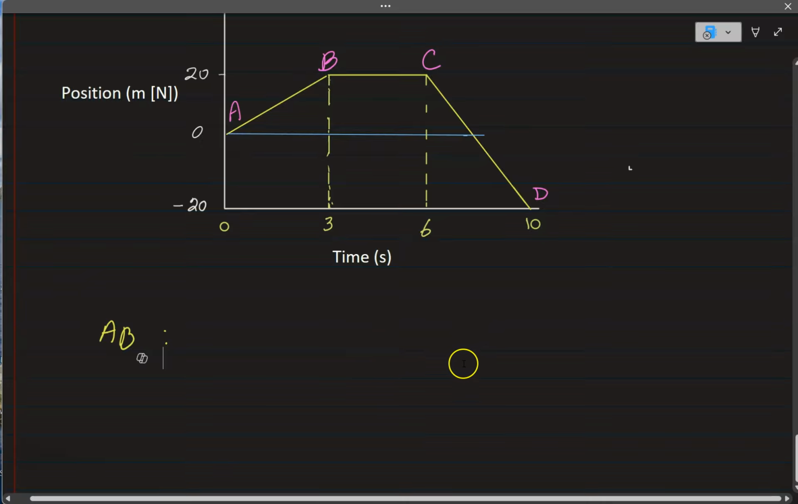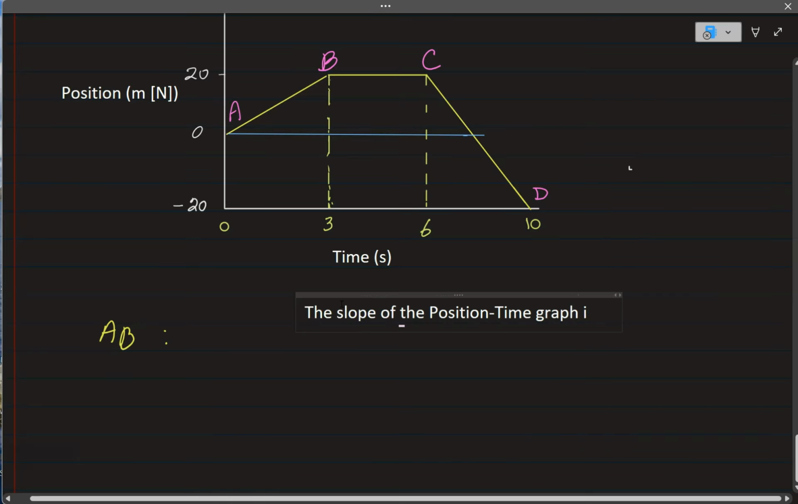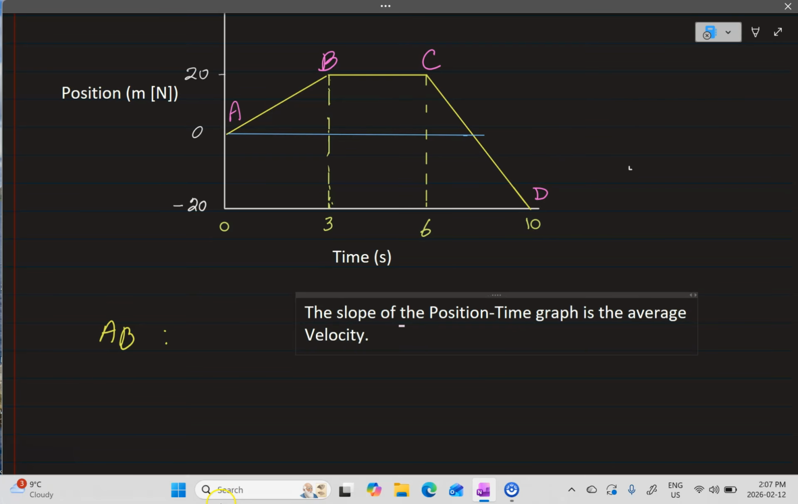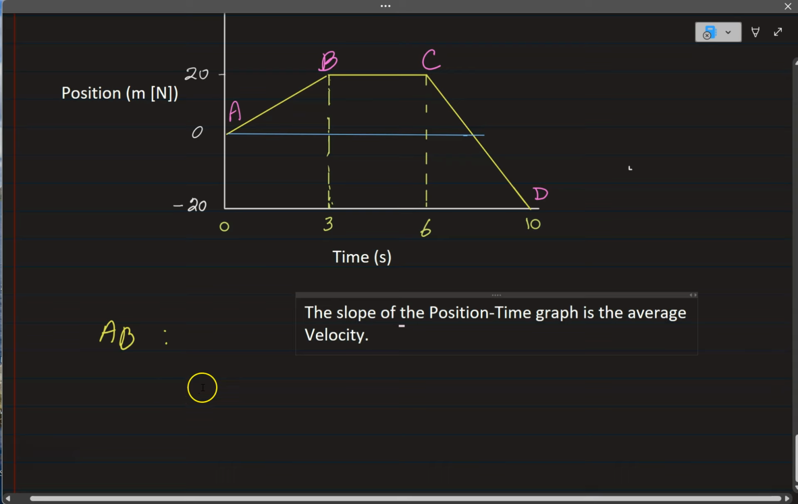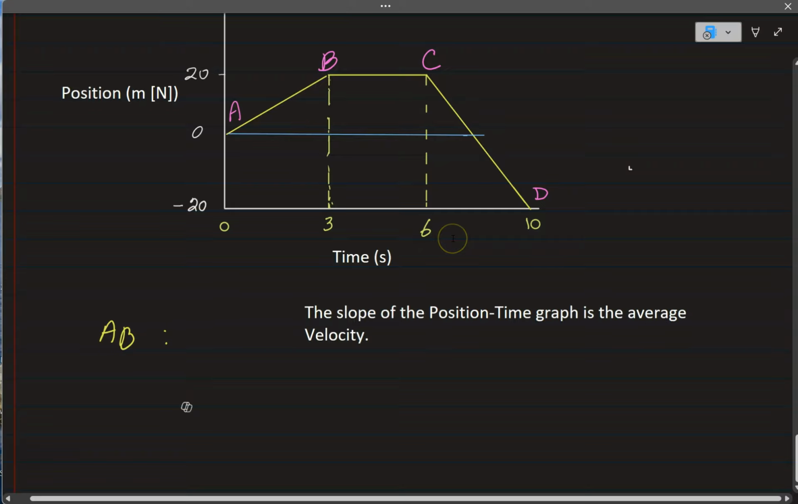We have a position time graph, and remember, the slope of a position time graph is your average velocity. So in this case, we need to find the slope of each of these line segments, each of these intervals, and that becomes our average velocity for that specific interval. So let's look at AB.